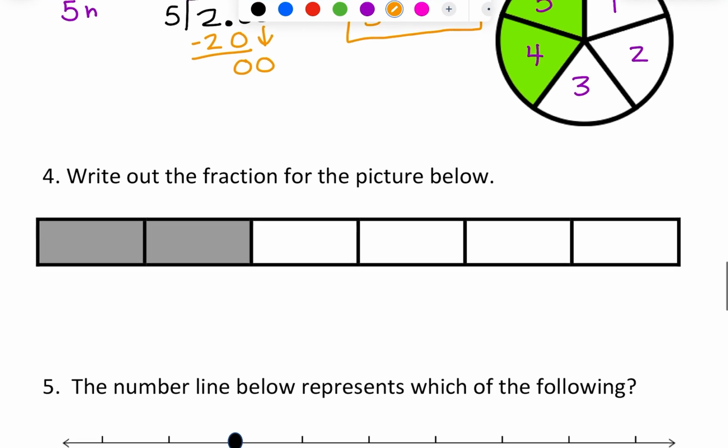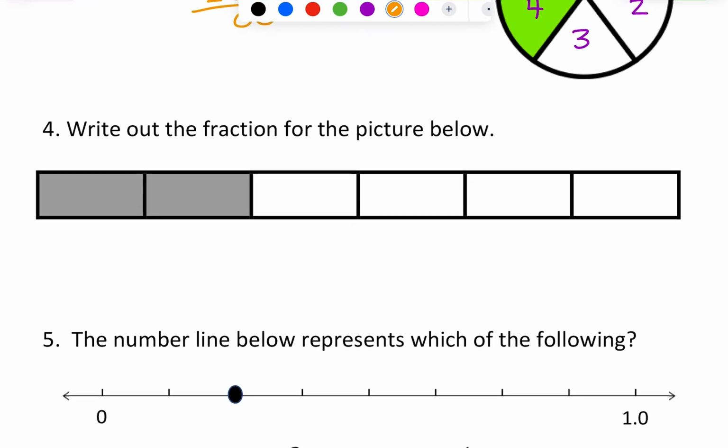All right, next one. It says write out the fraction for the picture below. So this time we have a strip diagram. So let's go ahead and label it. 1, 2, 3, 4, 5, 6. So I have 6 total. So total goes on the bottom, shaded goes on the top. So it wanted a fraction. I have a fraction. I'm good.